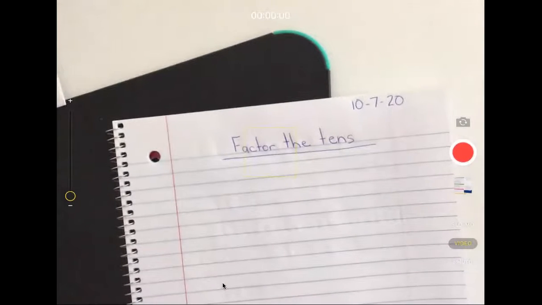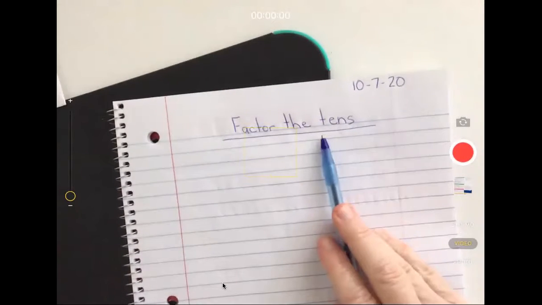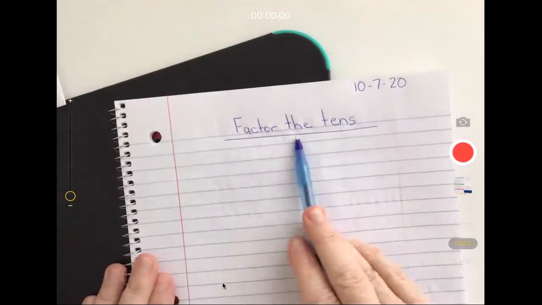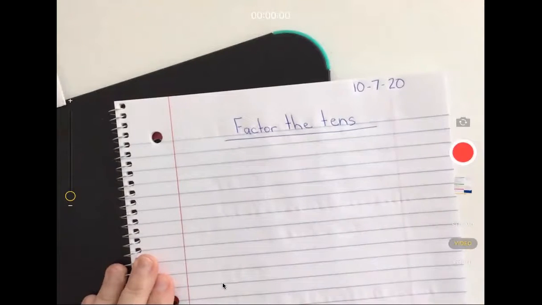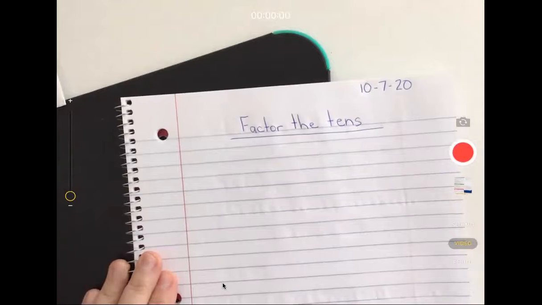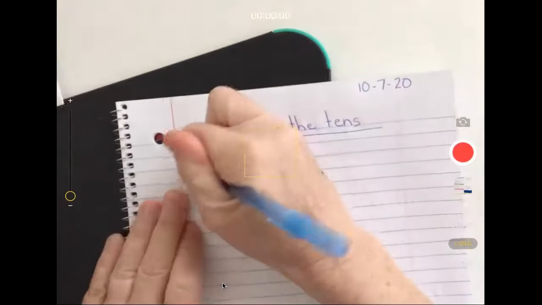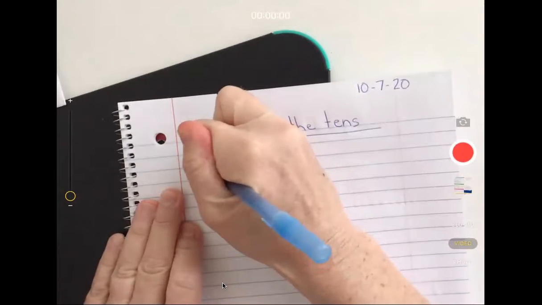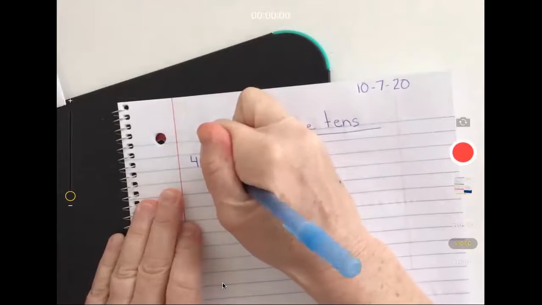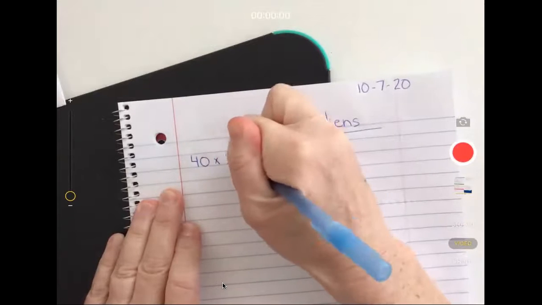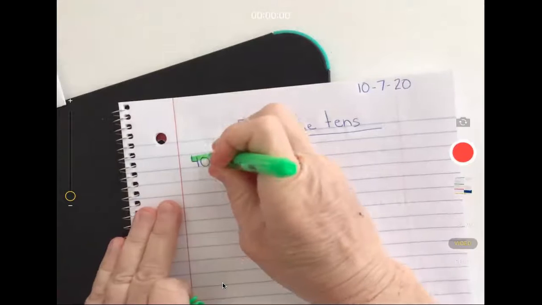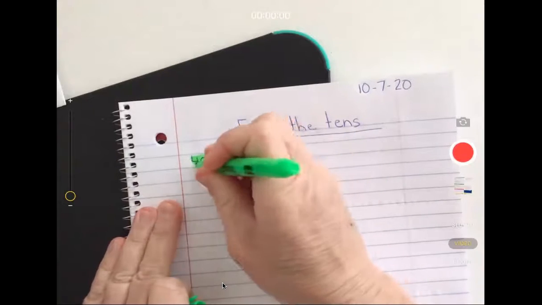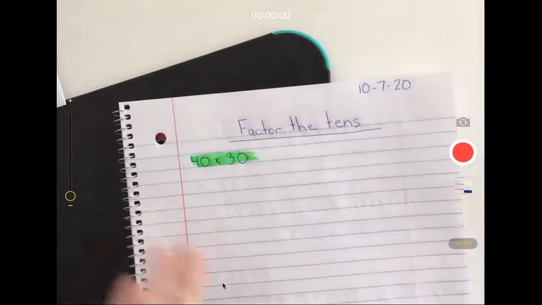Excuse me. Here we go. Okay. I've labeled my journal already. Factor the tens. This is 10-7-20. That's today's date. Okay, let's give another one a try. How about if we do 40 times 30? Okay, I'm going to highlight this. This is the equation that we're going to factor and break apart.